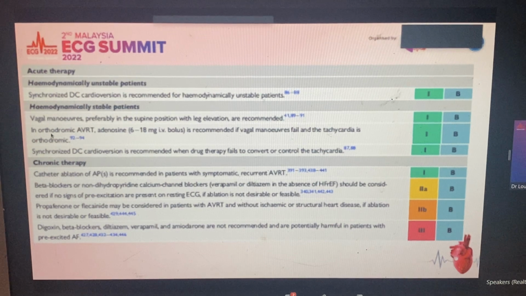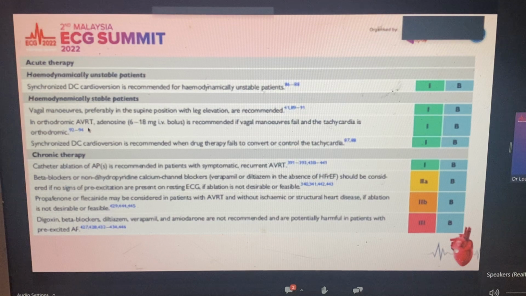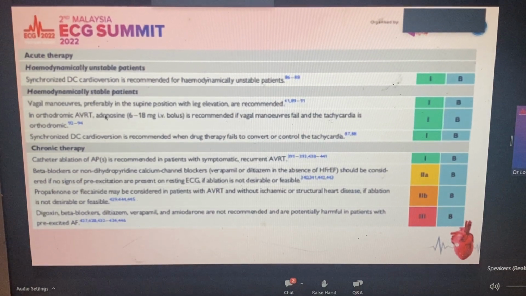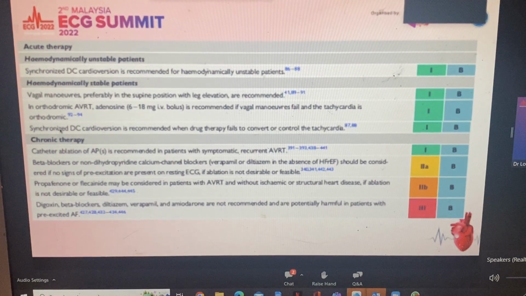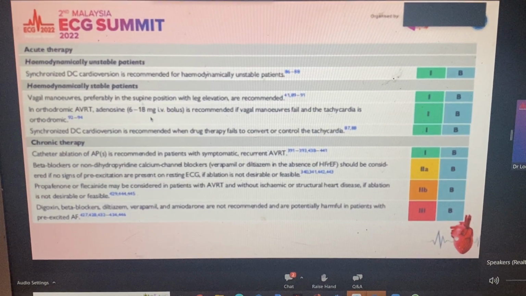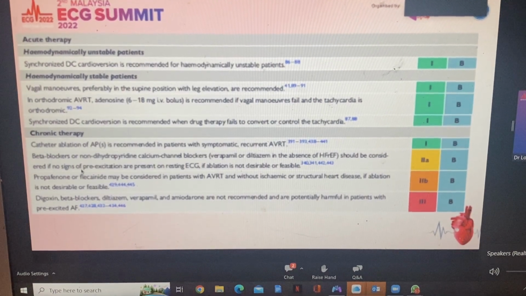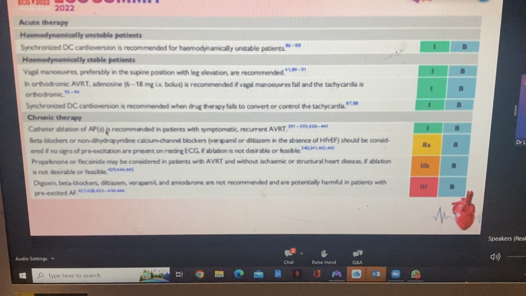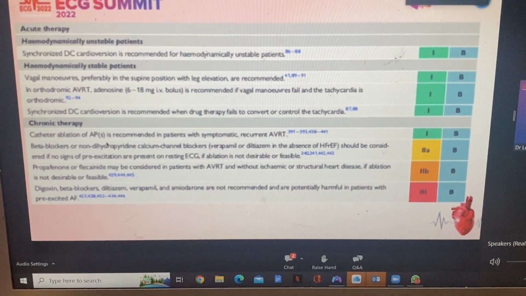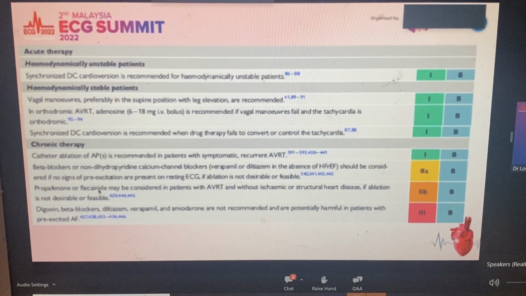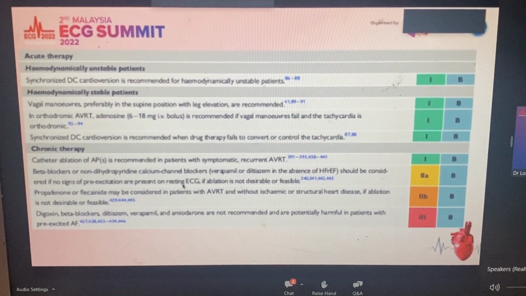However, if it's antidromic AVRT, which means that the impulse goes down the accessory pathway, we don't recommend adenosine. It is actually harmful for the patient. And of course, when drug therapy fails, cardioversion should be attempted. And for chronic therapy, in patients who are symptomatic with recurrent admissions for AVRT, catheter ablation should be recommended. And beta blockers and flecainide can be used for patients with AVRT if there is no pre-excitation on ECG.